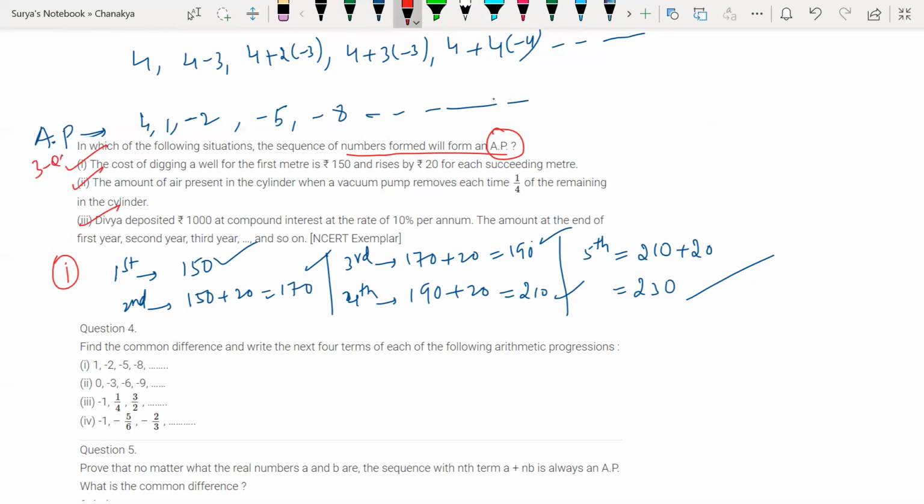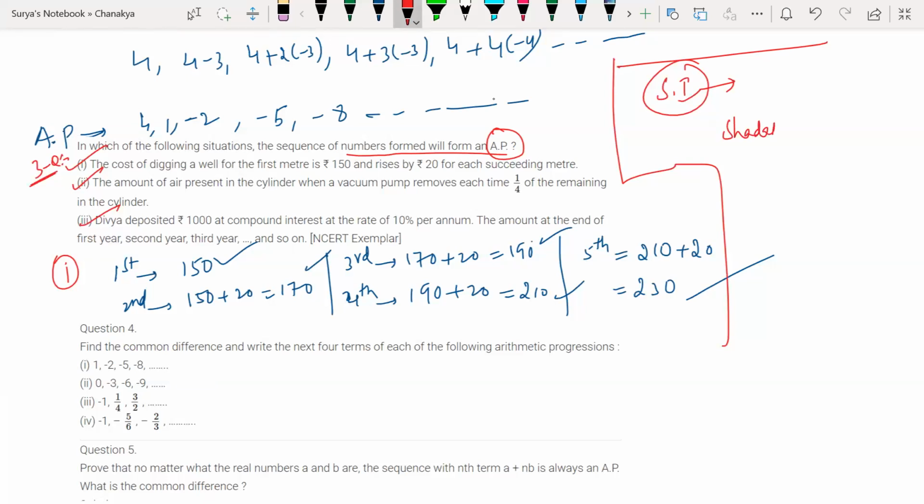Sir, can you explain compound interest once? Compound interest is basically, look at this here. For simple interest, you know what is simple interest? Look, let me tell you that. Shadab borrowed some money from Anujit. How much? Shadab borrowed 500 rupees from Anujit.